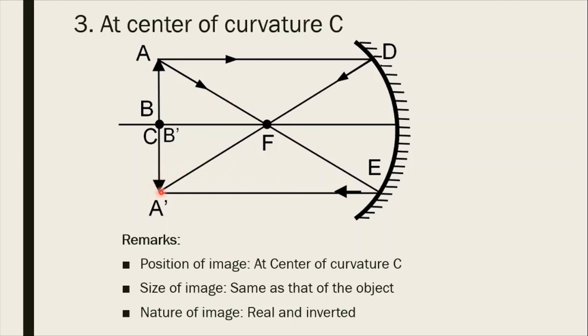Now what do we see here? The point where both of these rays meet is exactly opposite to the point of the object. Thus, we draw the perpendicular line over here. And after we draw this, we can clearly infer that the position of the image thus formed is at the center of curvature itself. The size of the image is the same as that of the object, but the nature of the image is real and inverted. Moving on.